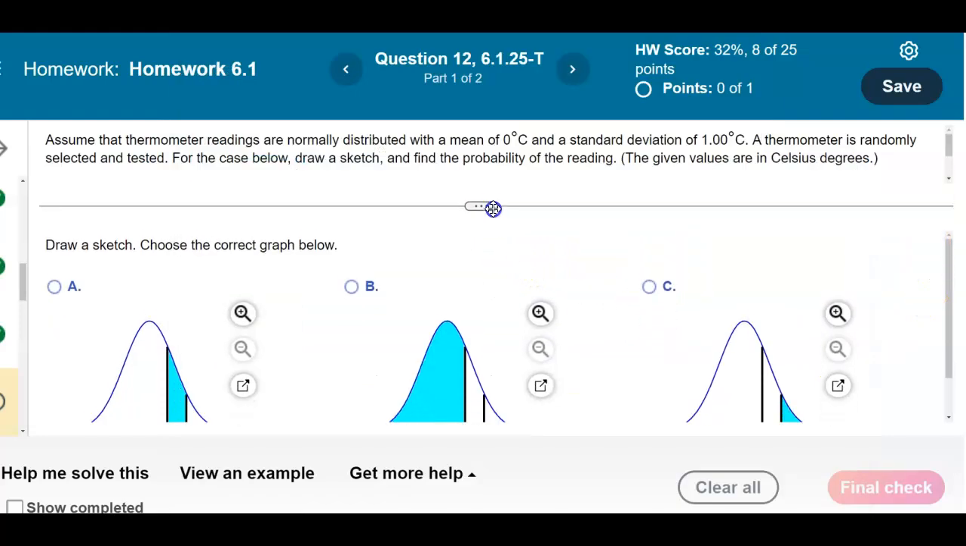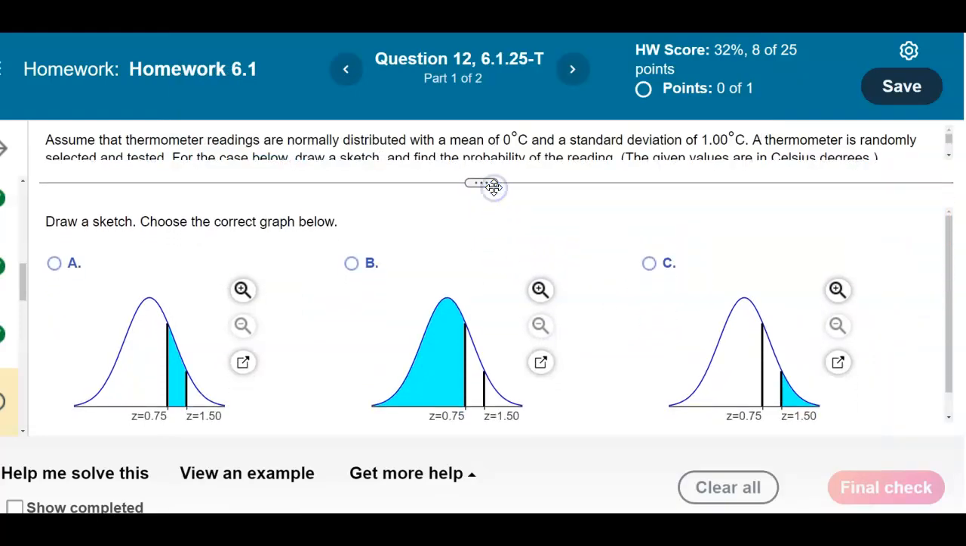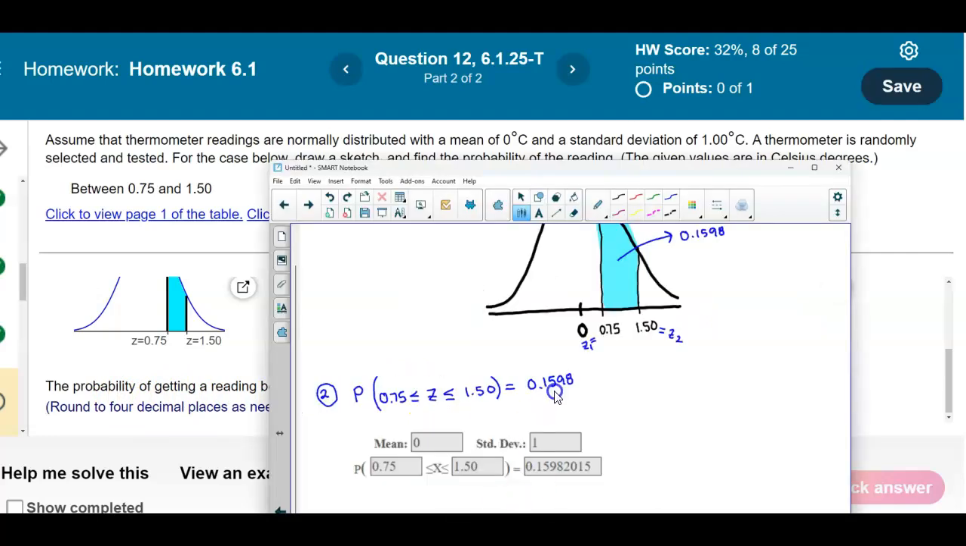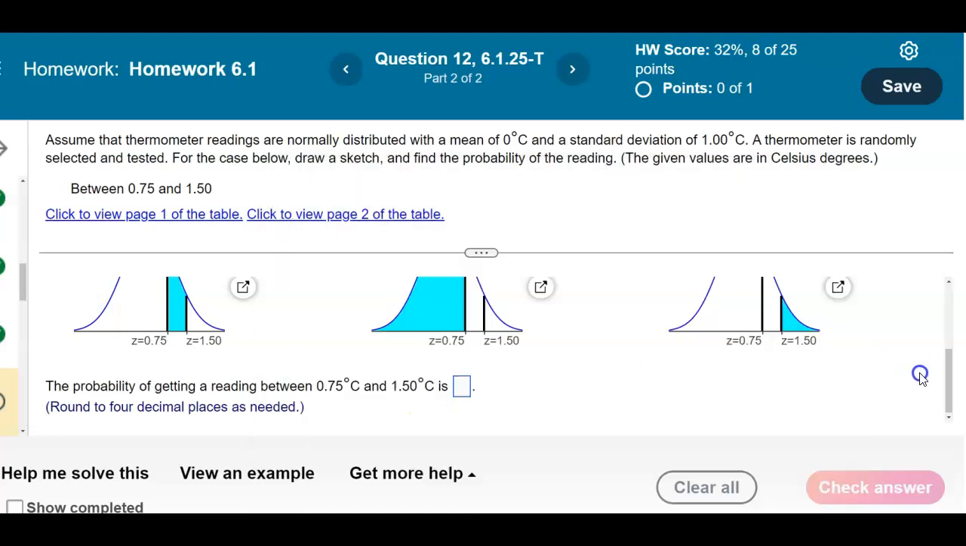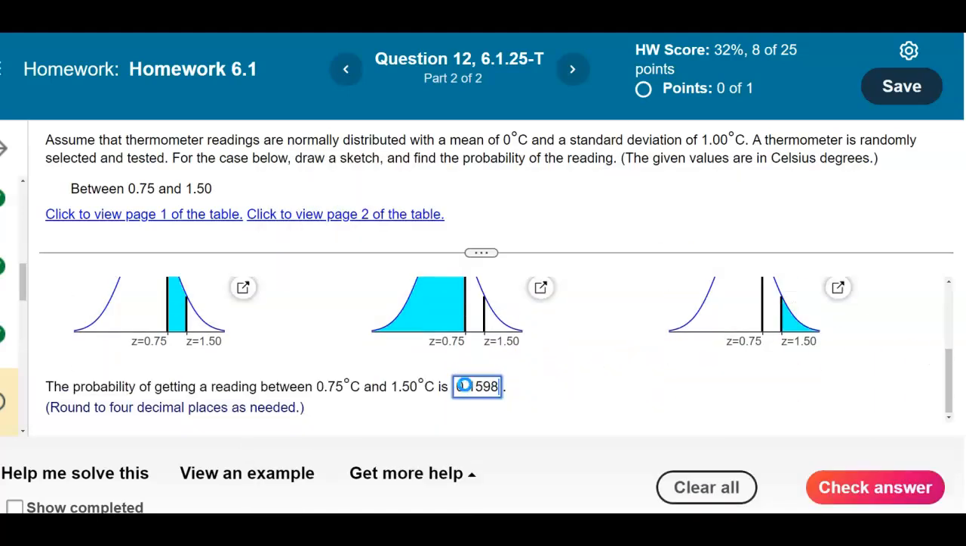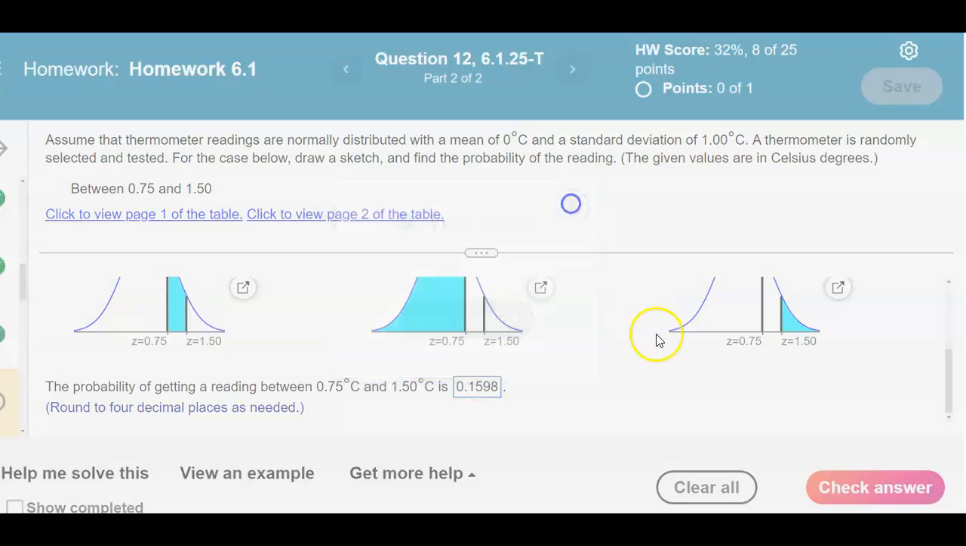What we wanted to do was first draw the sketch. It looks like the first one, A, shows the region in between, so that represents the drawing we just made. Now we put in the area we just found, because we want the probability of getting a reading between 0.75 degrees Celsius and 1.5 degrees Celsius, and we determined that to be 0.1598. Check in our result, and there is our answer.